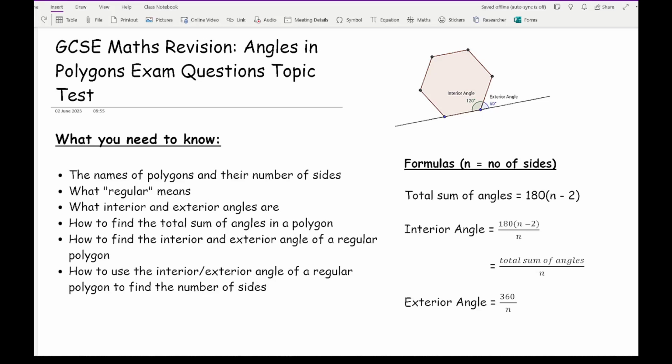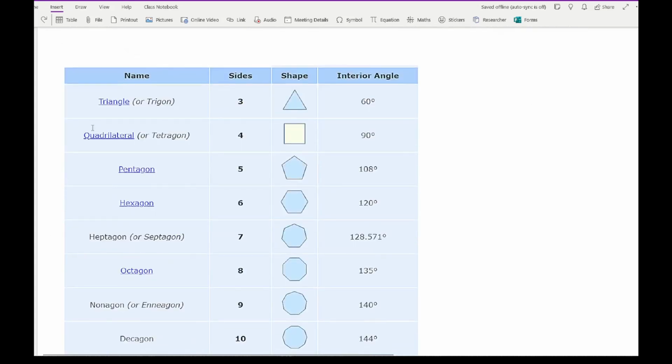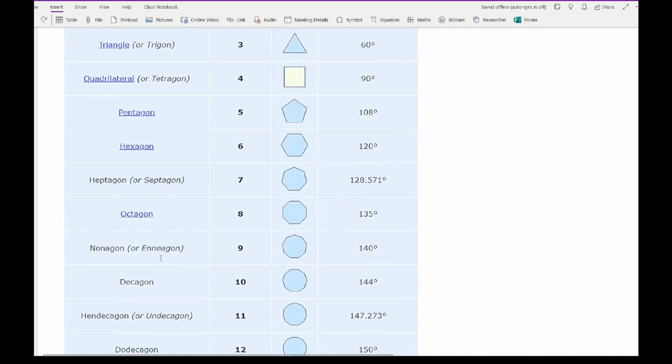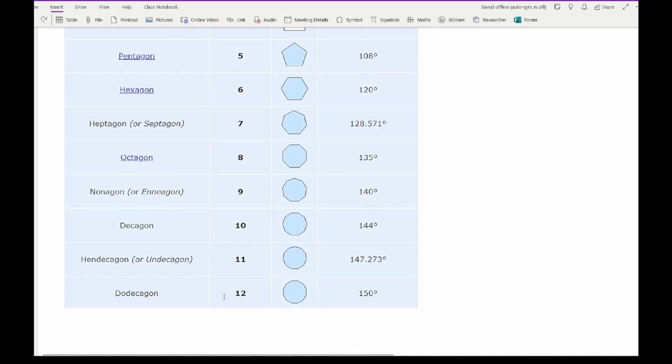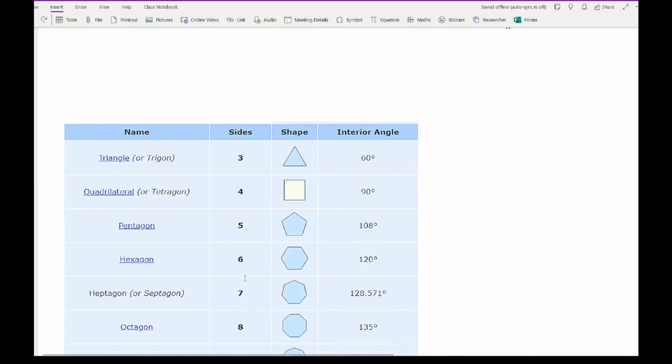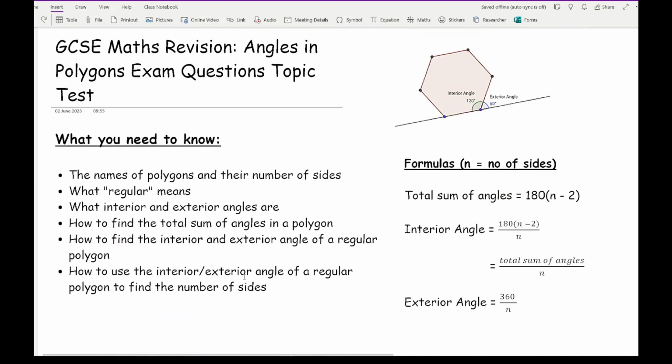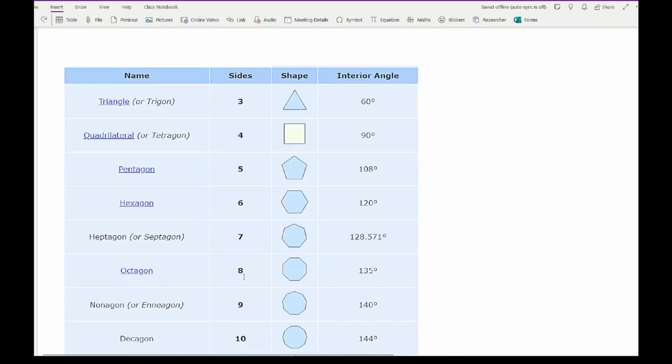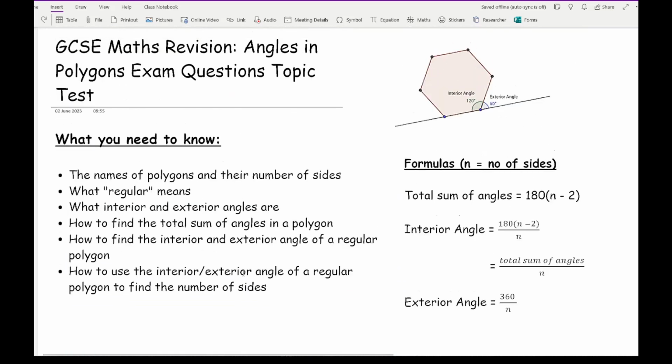So the first thing is you need to know the names of polygons and their number of sides. A triangle has 3 sides, a quadrilateral has 4, and there are many quadrilaterals that you can have. You've got a pentagon, which has 5, a hexagon, which has 6, a heptagon, which has 7, an octagon, which has 8, a nonagon, which has 9, a decagon, which has 10, and a dodecagon, which has 12. Don't worry about the 11, it's quite rare for it to come up, but the others you do need to know. Now obviously knowing the interior angles does help, but there is a formula which you can use to work that out.